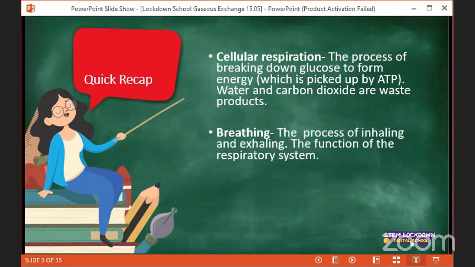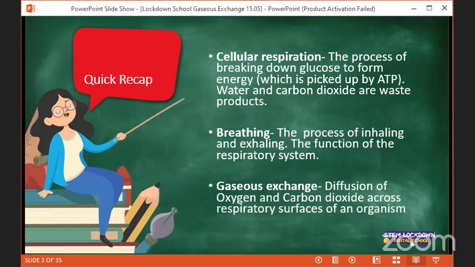We also looked at the definition of breathing or ventilation, and we said that this is the process of inhaling and exhaling, and it's a function of the respiratory system. We also looked at gaseous exchange, and we said that this is a diffusion of oxygen and carbon dioxide across respiratory surfaces of an organism. And we said that in diffusion, substances move from a high concentration to a low concentration, right?